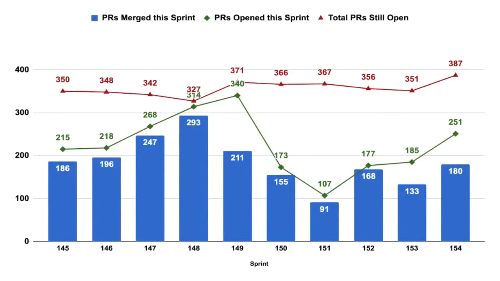Okay, so this is the overview of the pull requests for the last 10 sprints. As you can see, the numbers went back up between 153 and 154. So 180 pull requests were merged. That's the most since Sprint 149. 251 pull requests were opened, and 387 are still open. Maybe a bunch of those are works in progress or just old and need to be closed out.